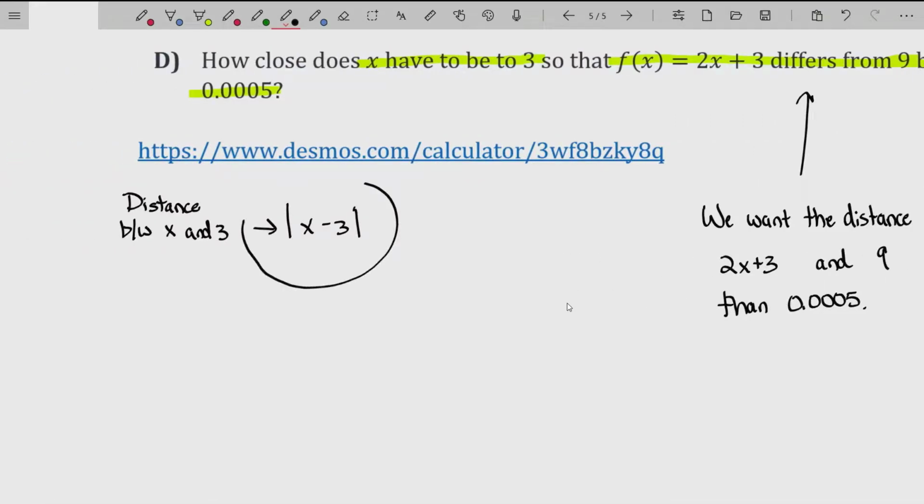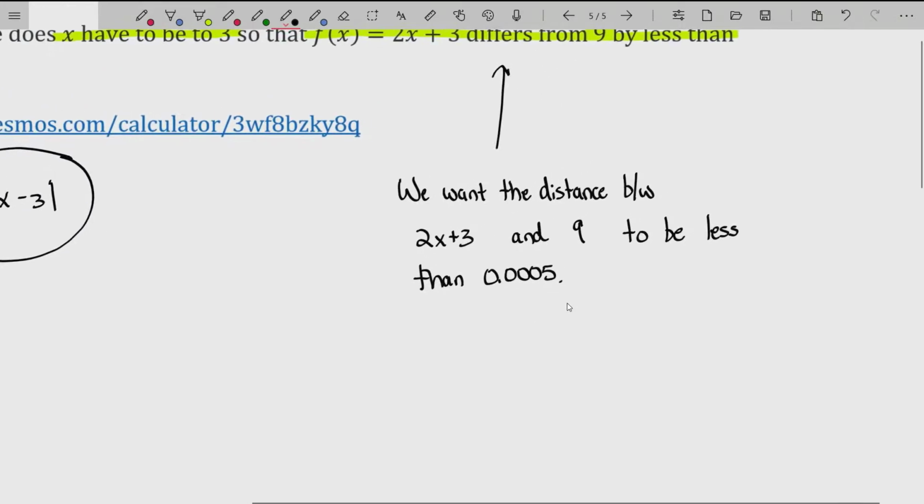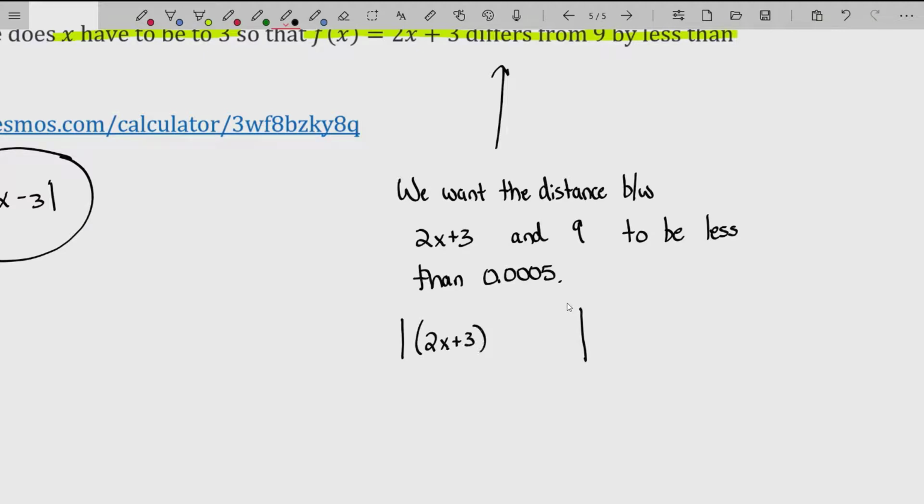So we have one piece of language we've translated into mathematics. We have another piece of language that we're about to. The distance between two objects is an absolute value. So the distance between 2x plus 3, remember, is, you always use subtraction to say the distance between two objects. That's the beginning of this lecture.